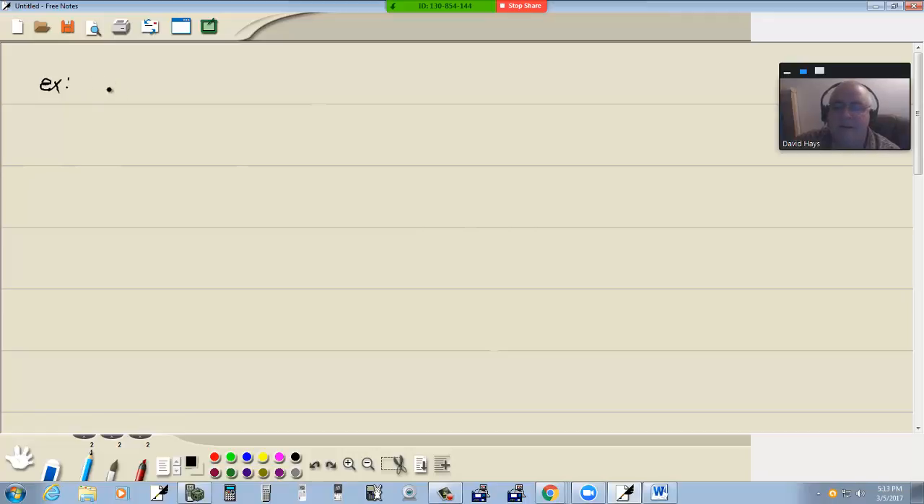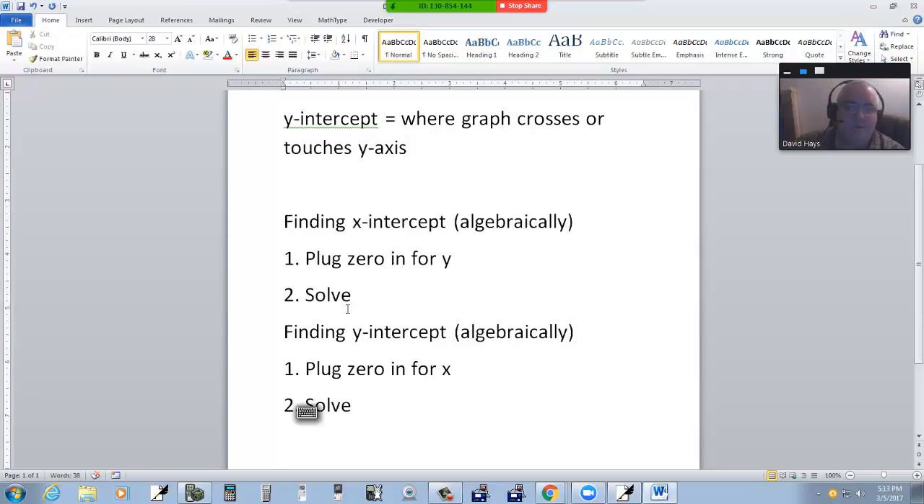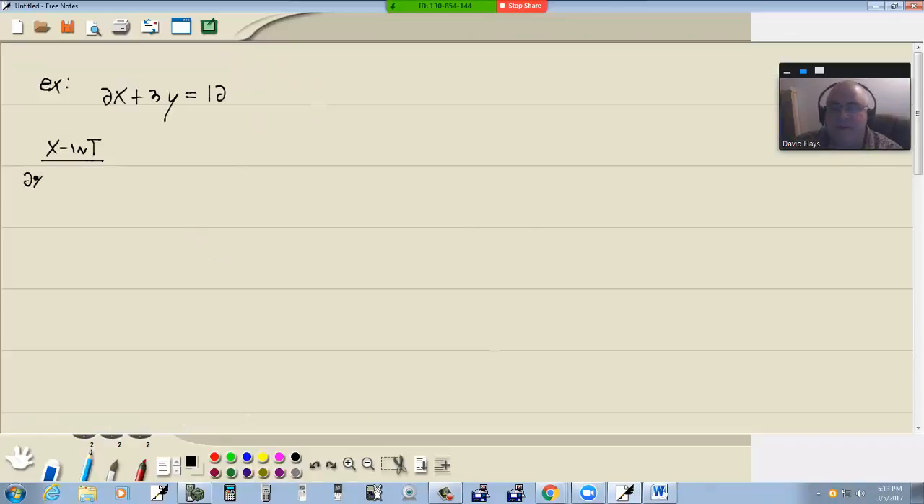So if I have 2x plus 3y is equal to 12, and let's say I want to graph this using intercepts. Well, let's take a look at finding the x-intercept. We said plug 0 in for y and then solve. So we're going to have 2x plus 3 times 0 is equal to 12. 3 times 0 drops away, and we got 2x is equal to 12. Divide both sides by 2, and you get x equals 6. Now intercepts are written in this form, 6 comma 0, and that would be our x-intercept.